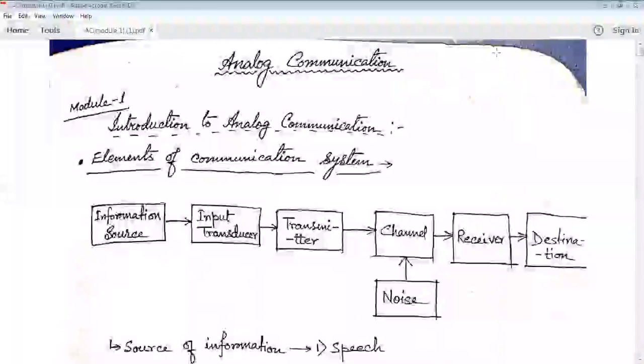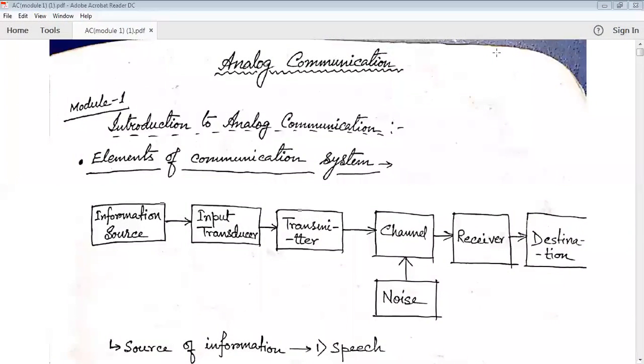So today is another discussion topic about analog communication, the introduction part, the very basics. We have to know what communication is. Communication is a system by which we can communicate with others, meaning the communicator or transmitter and the receiver, maybe at a huge distance, maybe at a small distance, whatever it is.